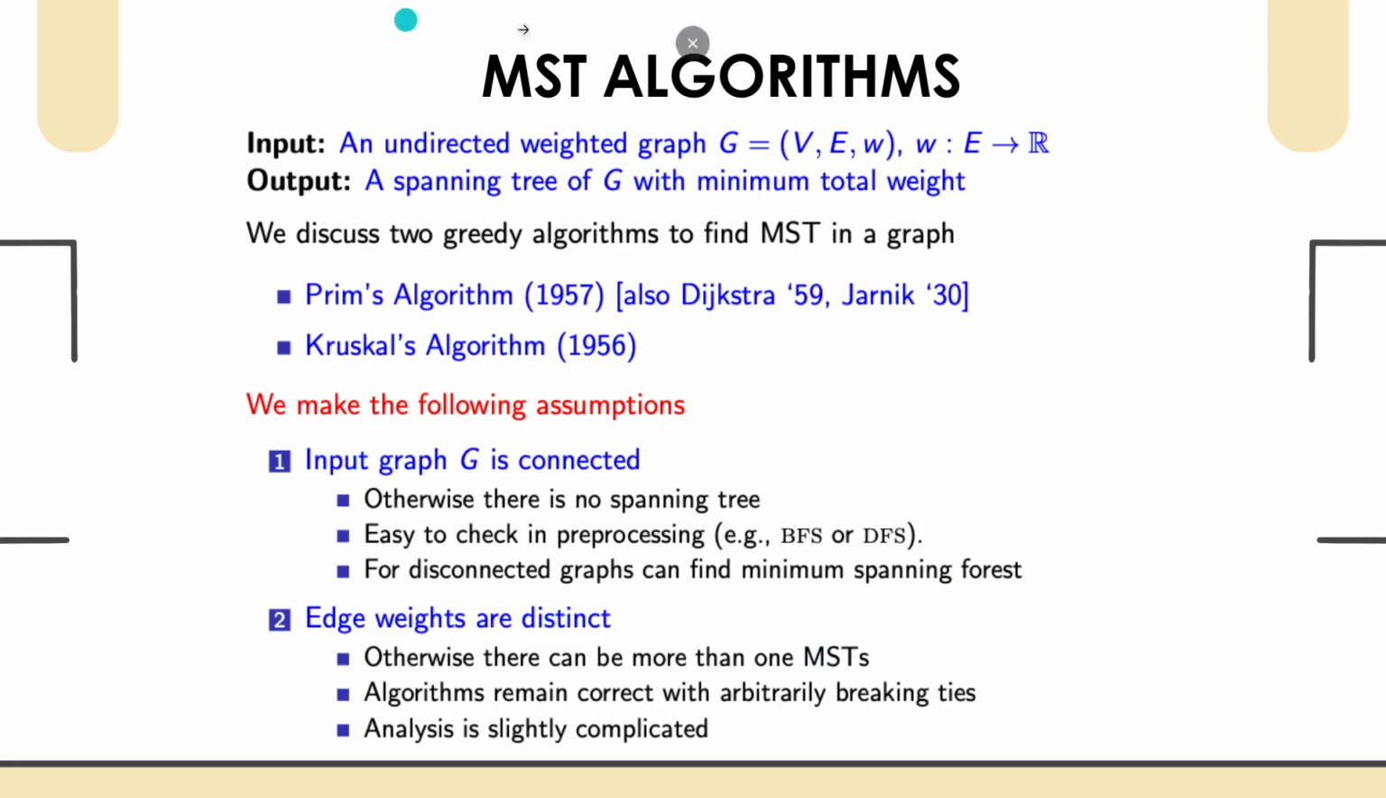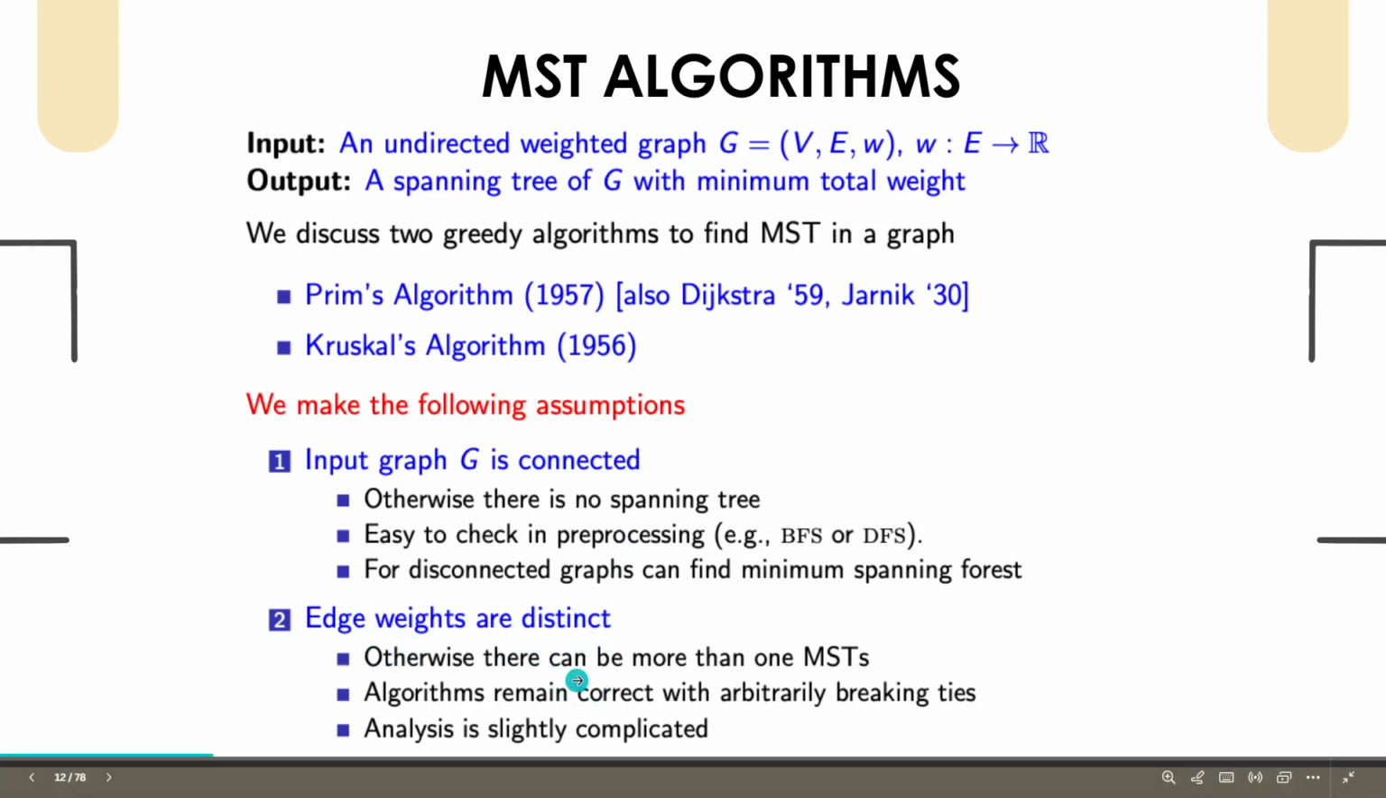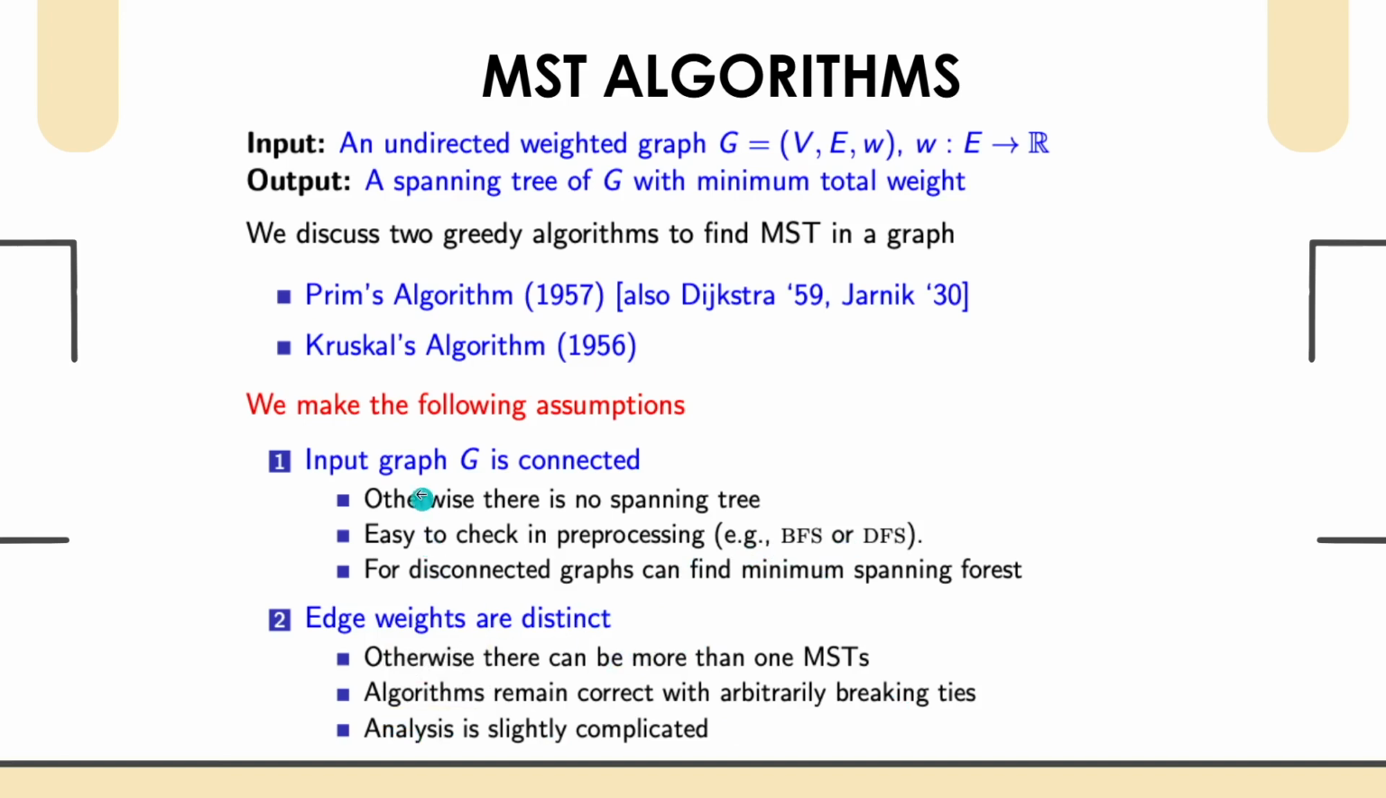The second assumption is that all the edge weights are distinct. Here, why we explicitly say that the edge weights should be distinct is that if the edge weights are not distinct, then there is a possibility that we can have more than one minimum spanning tree with the same cost, and the algorithms remain correct with arbitrarily breaking ties, but when you look at the analysis it is going to be slightly complicated. So, always we say that the graph should be connected and the graph should have weights associated with the edges and all of them should be distinct.